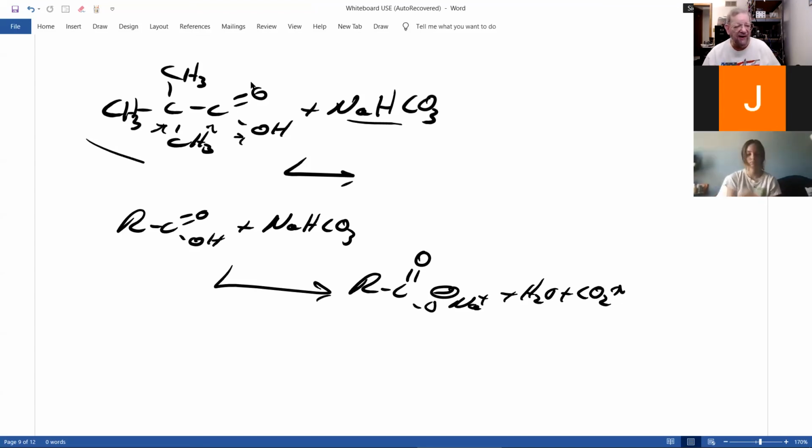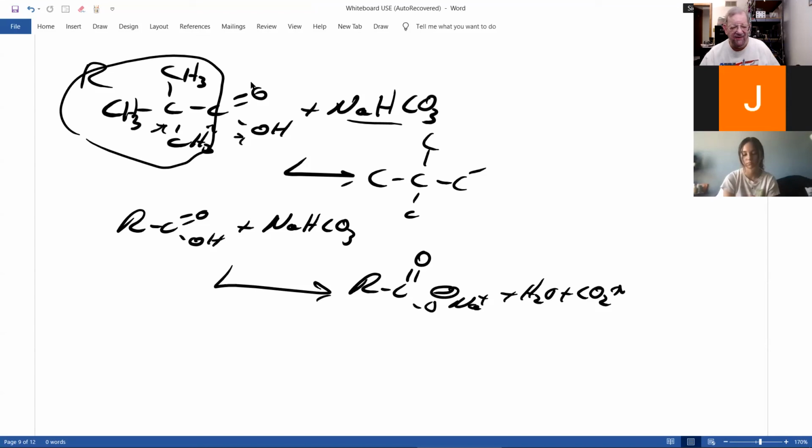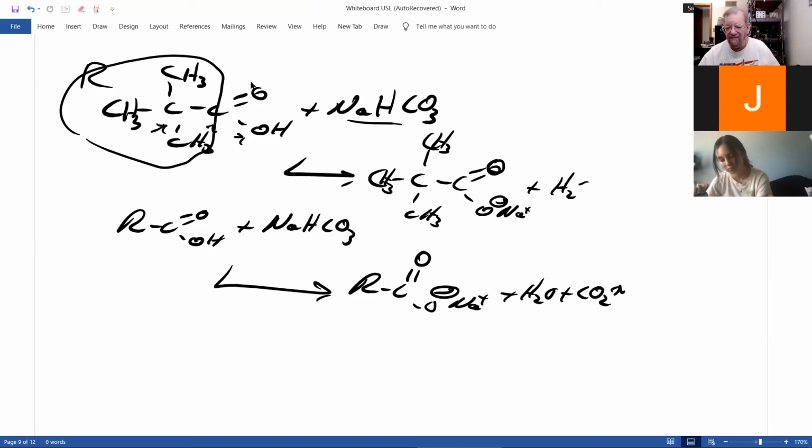So what's my R group? T-butyl. Do you break carbon-carbon single bonds? No. So I'll get this carboxylate anion. This is an oxygen. Plus water plus carbon dioxide given off as a gas.